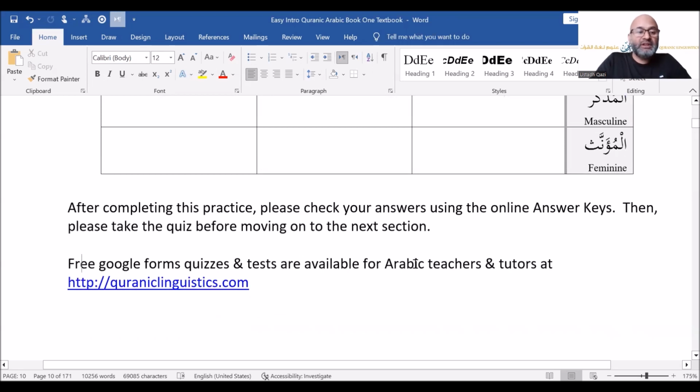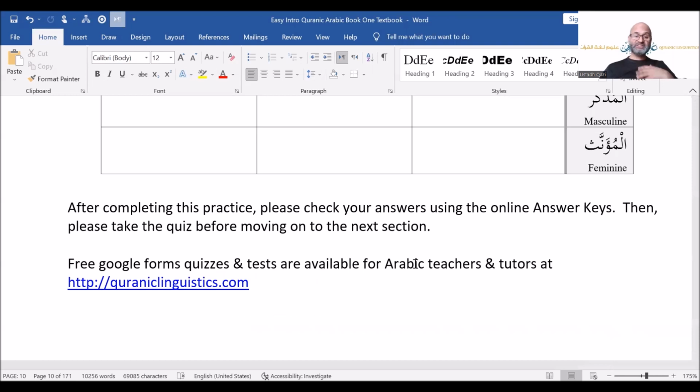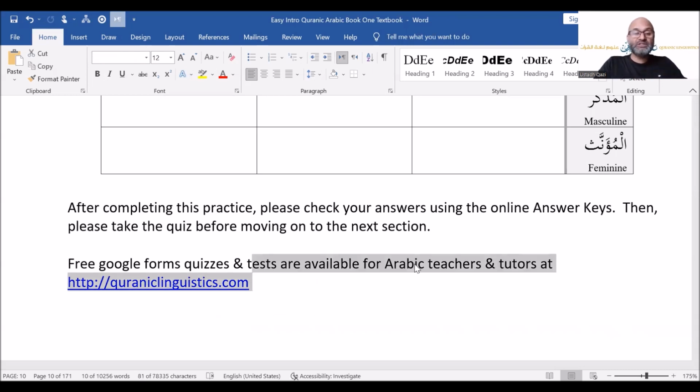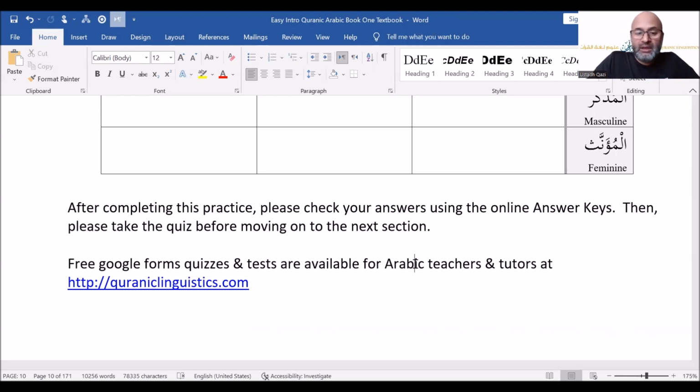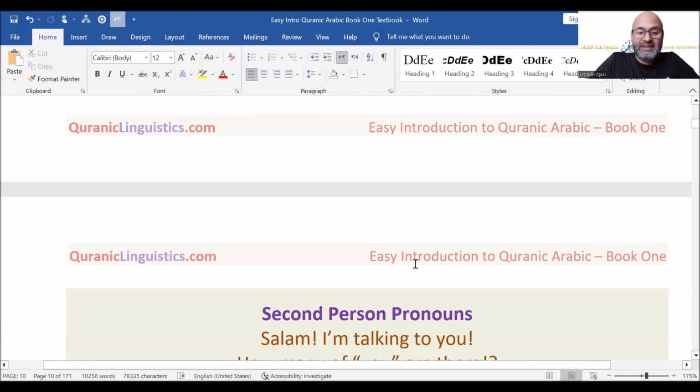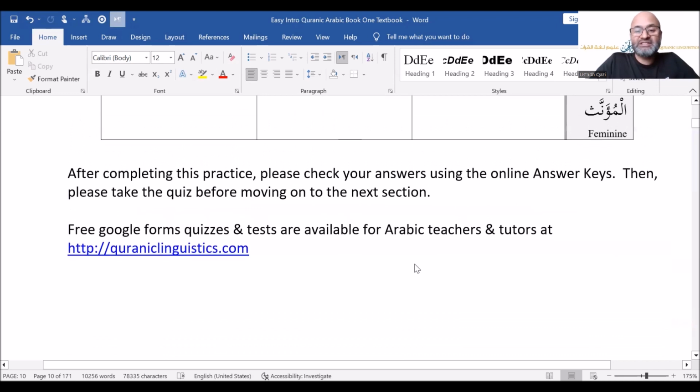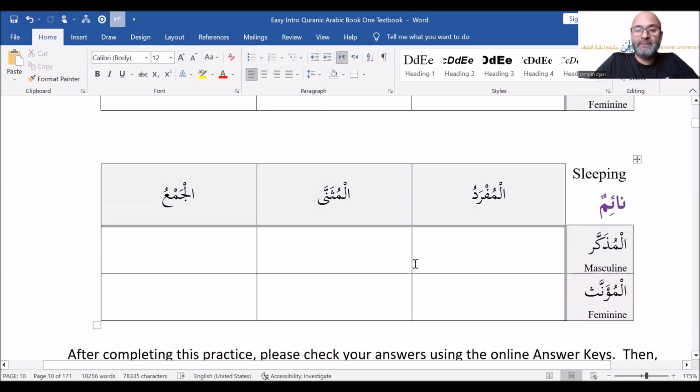And in case you're wondering, if you have an Arabic teacher with whom you're studying this book, they can access all the quizzes for free. They just have to register themselves first. And that's it. That was first person. In the next lesson, we'll look at second person, inshallah.